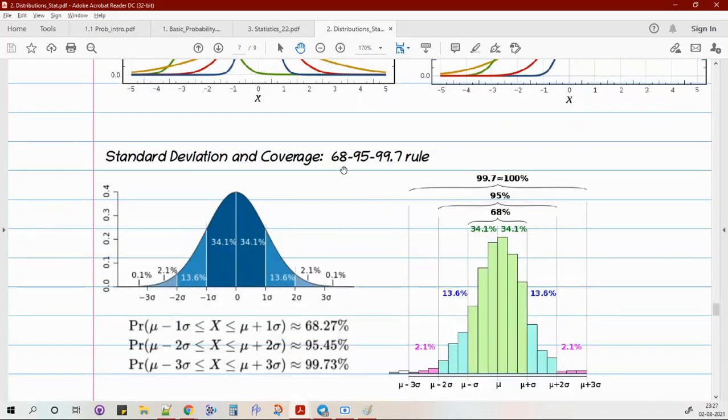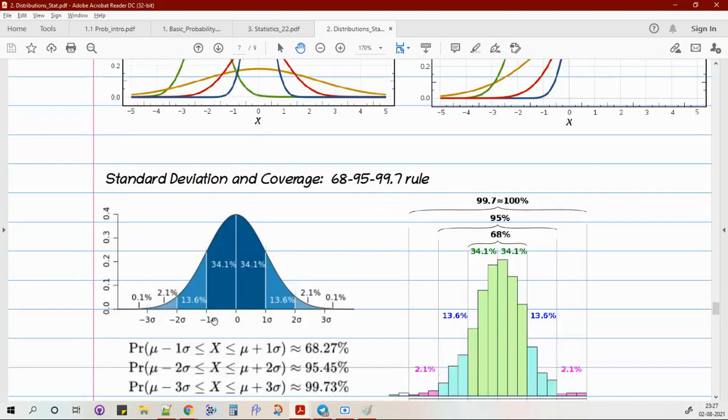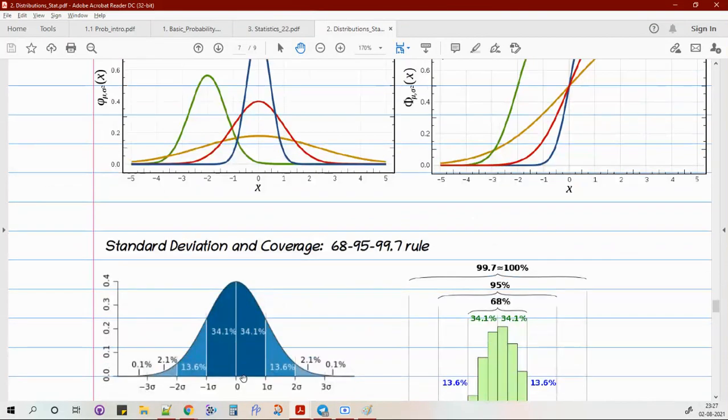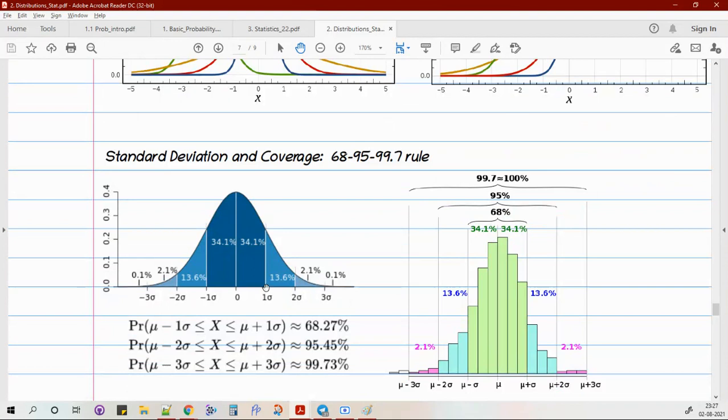Okay, what is this 68, 95, 99.7 rule? If you take the one sigma range, sigma square is given, right? Let's say sigma square is 100, so sigma is 10, and mu is, let's say, 0. So one sigma on this side and one sigma on that side. The one sigma range is nothing but mu minus sigma to mu plus sigma. If mu is 0 and sigma is 10, then it is minus 10 to 10.